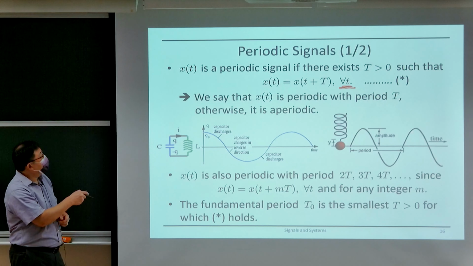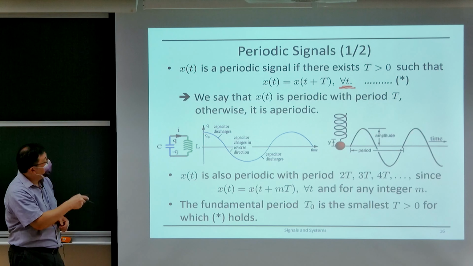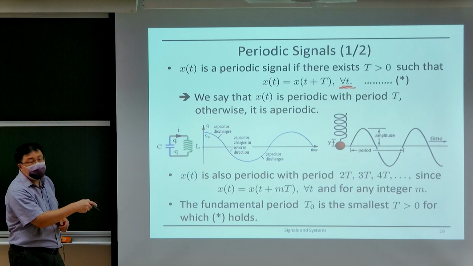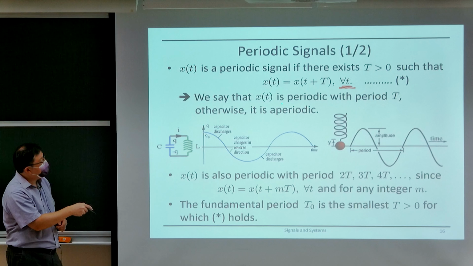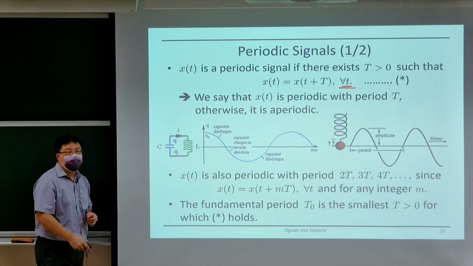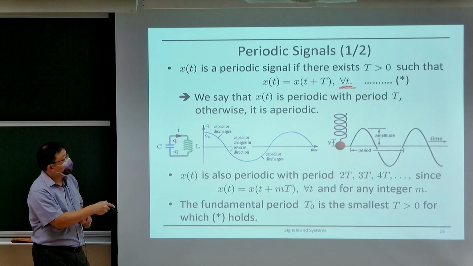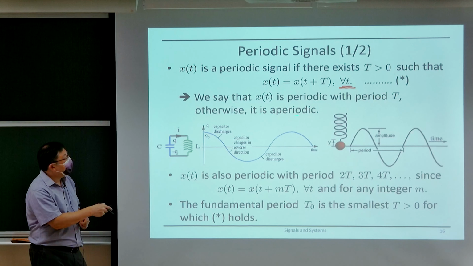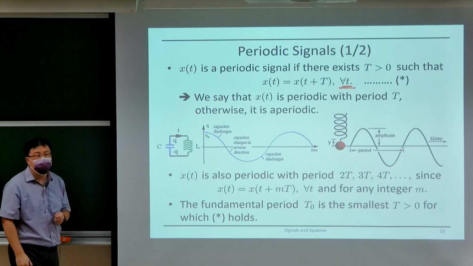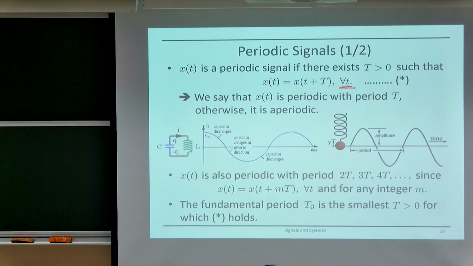So if there indeed exists this capital T such that x of t is equal to x of t plus capital T for all t, then we say that x of t is periodic with the period capital T. And if you cannot find such a capital T, then you say that this signal is aperiodic. Otherwise, it's aperiodic.